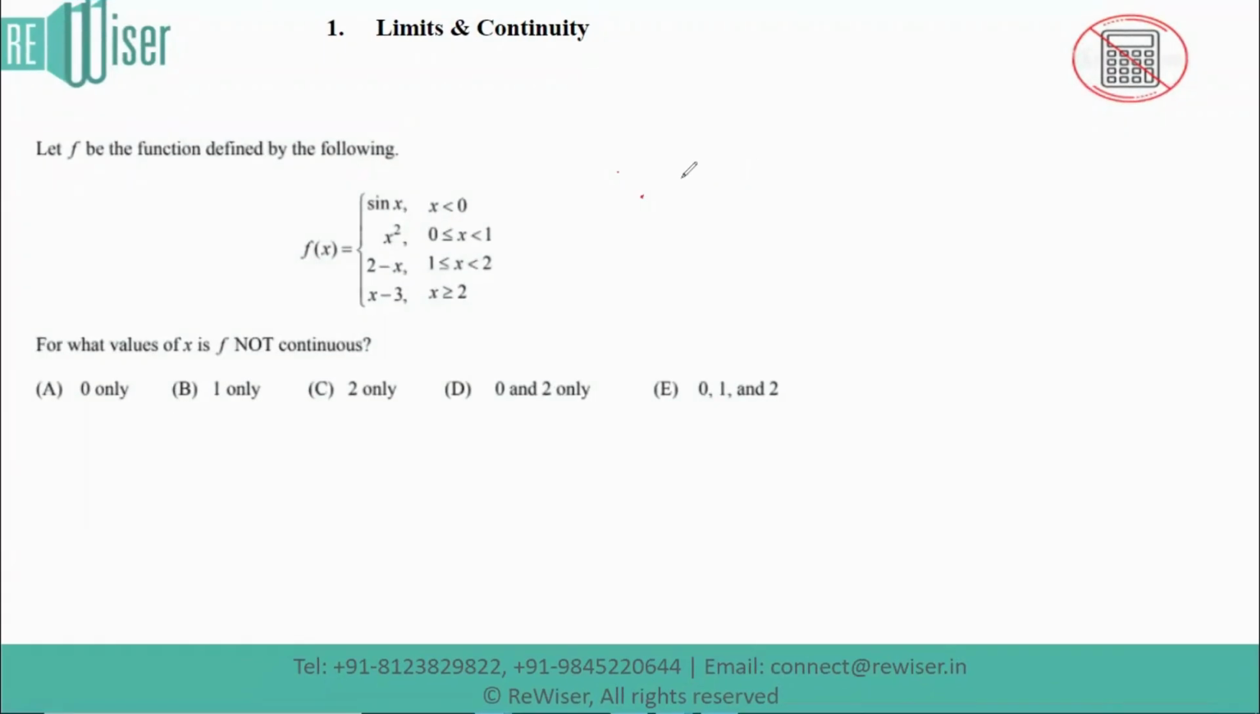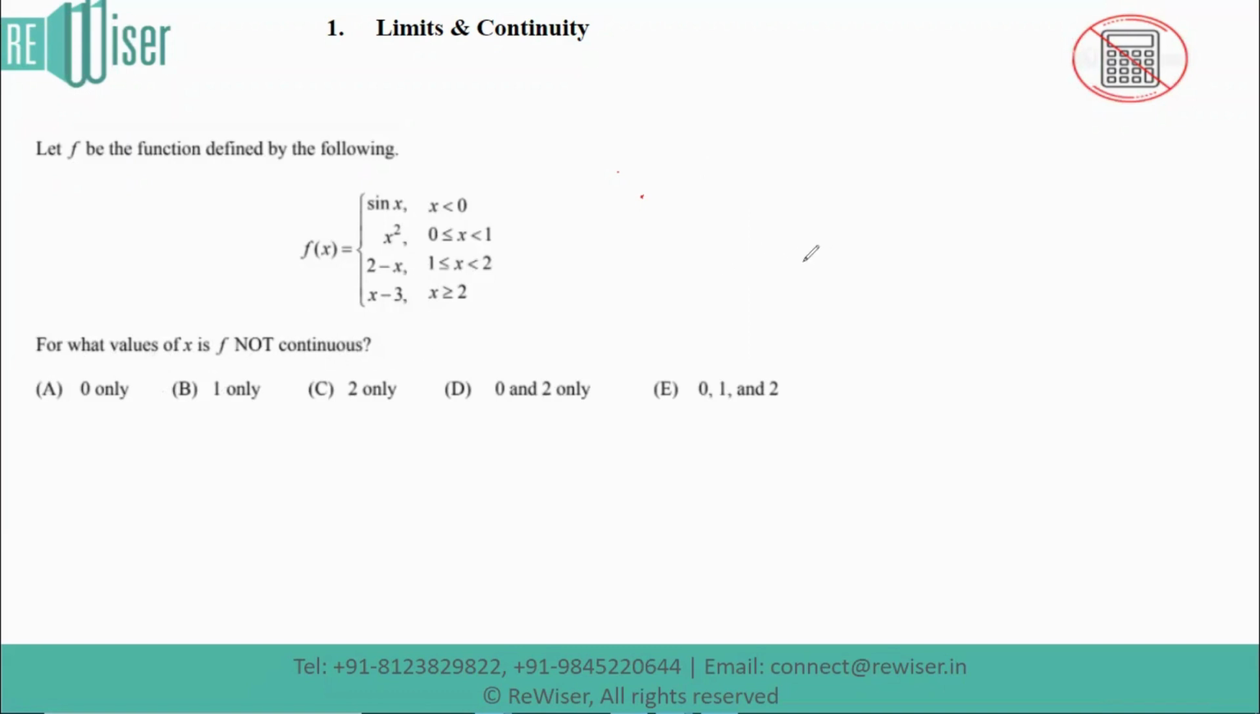This question falls under 1.11, which is defining continuity at a point. We are given a function f defined by this piecewise function, and we need to figure out for what value of x that f is not continuous.